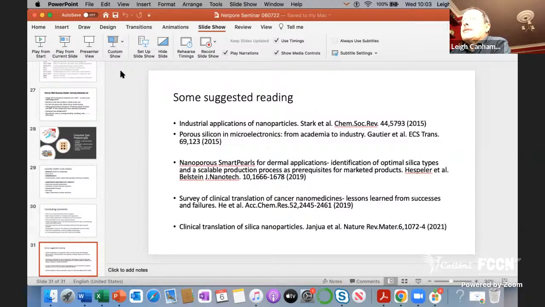The biocompatibility is pretty good for nanoporous silicon, primarily because the degradation product is orthosilicic acid, which is the natural form of silicon in the body. I think you'll hear more about this from the other speakers.